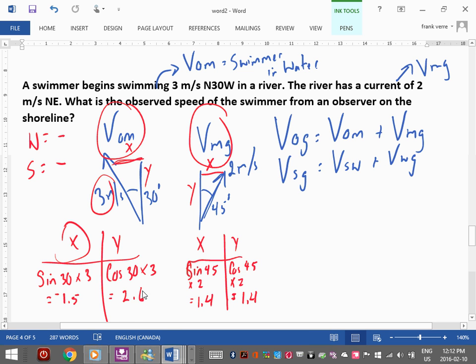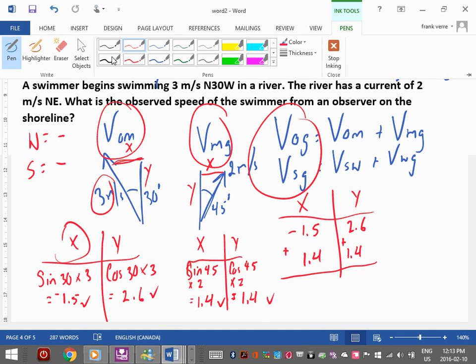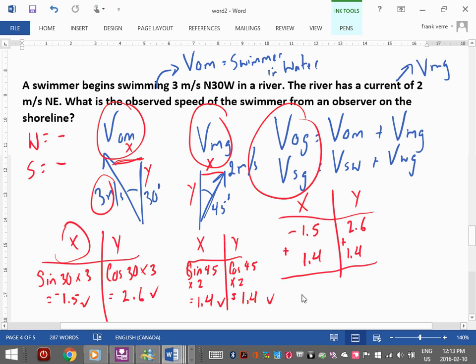So both of these y components are pointing north, so they're both going to be positive. This component is pointing west, so it's negative, but this is pointing which way? East, so we'll leave that as positive. Then what we do is we add up, because if you look at your formula, it's the sum of, right? We have to add up those components. So we're going to add the negative 1.5 with the 1.4. I'm going to add this one with this one, and then we're going to add this one with this one. So 2.6 plus 1.4. That's going to give us our sum. So what's this? This is negative 0.1, and this is 4.